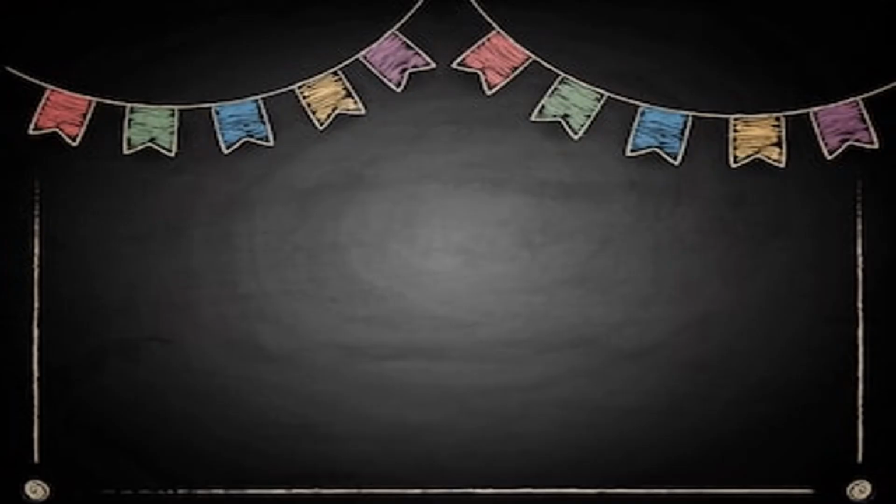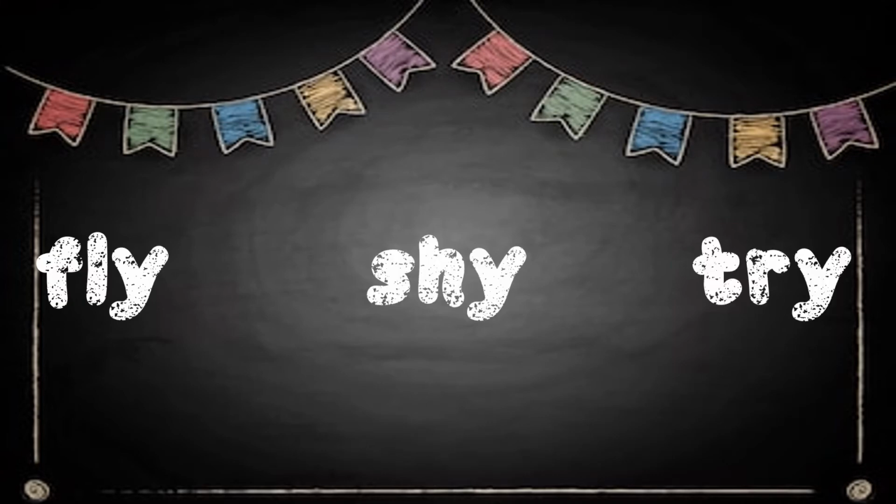Let's take a look at these words up on the board. Fly, shy, try. What do you see is making that sound? The letter Y is making the I sound in each of these words. Is I a consonant sound or a vowel sound? When we make the I sound, that's a vowel sound because it sounds like a vowel.